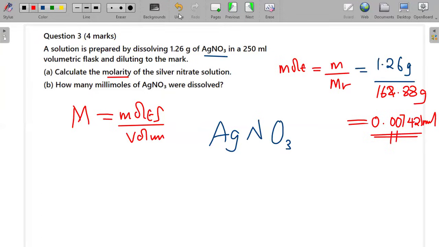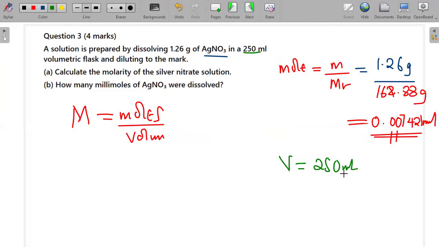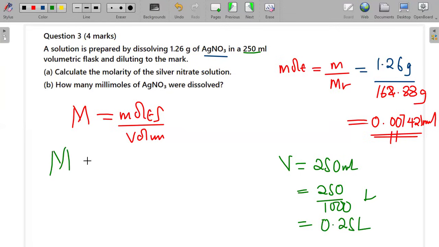And then now we just have to find the volume in liters. So the volume has already been given there, which is 250 milliliters. So we said this thing should always be in liters. So I'm going to divide it by 1,000 like that. And then this will be liters. Okay, so if I divide 250 by 1,000, I get 0.25 liters.